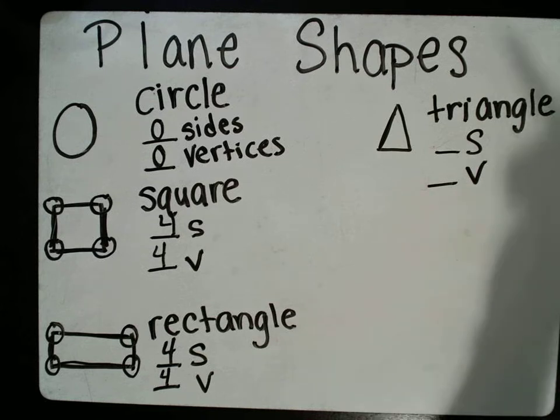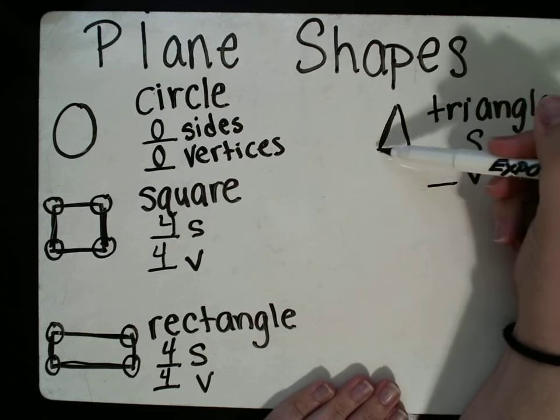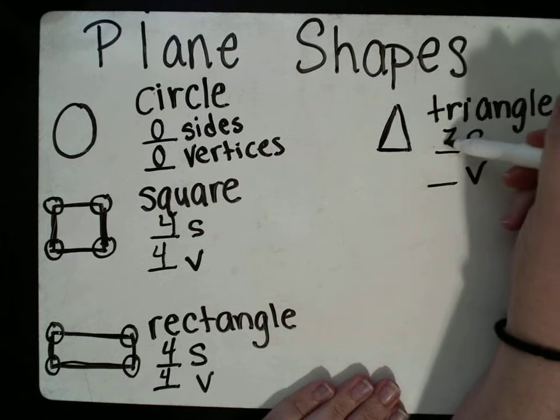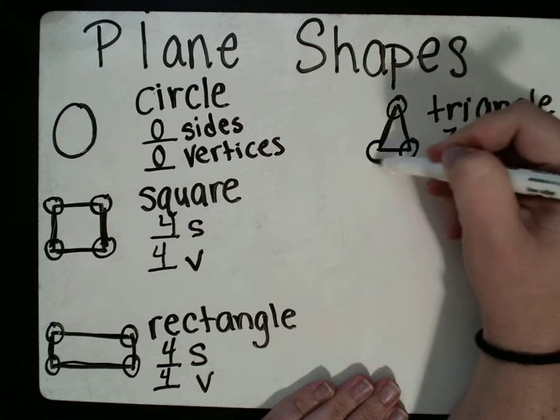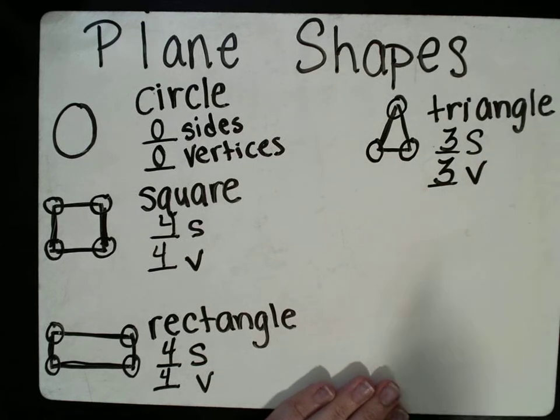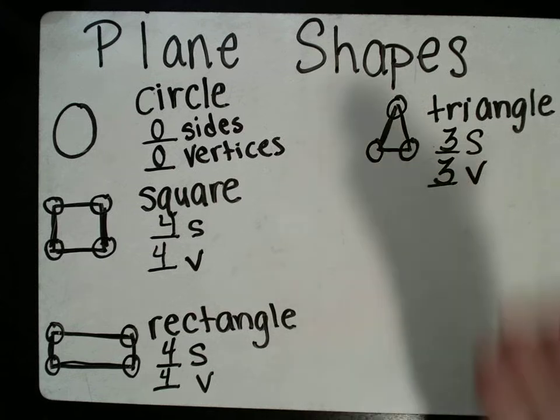The last one we have over here is a triangle. There's 1, 2, 3 sides. And then the vertices are the points. There's 1, 2, 3. So when it comes to describing these shapes, if I were to describe a shape that has no sides and no vertices, you would be able to tell me, oh, Mr. Stone, that's a circle. If I were to describe the shape that has 3 sides and 3 vertices, you would be able to tell me that it is a triangle.